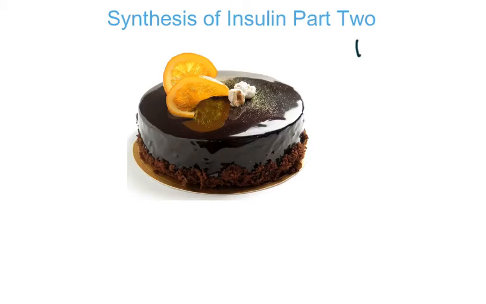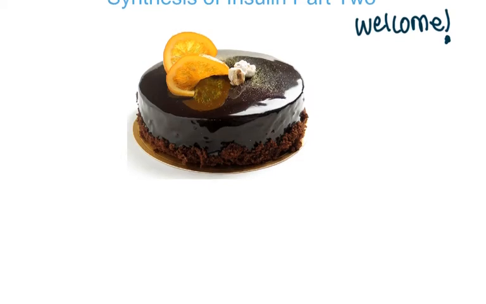Alright guys, welcome back to Underground Science, and in this video we'll pretty much pick up from where we left off in the last video, the part 1 video of the synthesis and secretion of insulin, where we just talked about the overview of insulin and some effects that insulin can have on other parts of the body. Alright, let's get started.